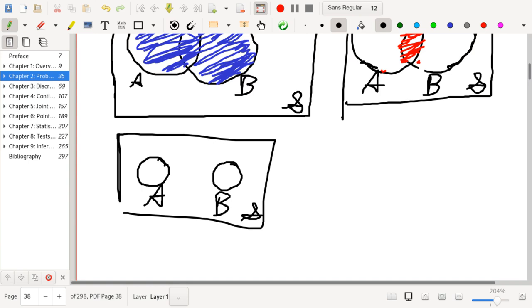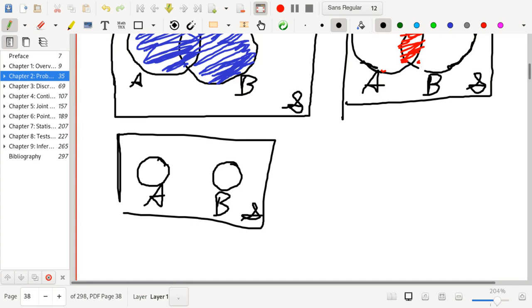So this is one way, if you really wanted to assign some sort of meaning to the empty set, it would be that the empty set is a logical contradiction in a way, since the empty set shows up when you have events that have nothing in common, which are almost logical contradictions.